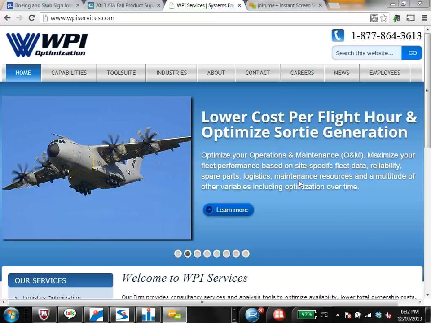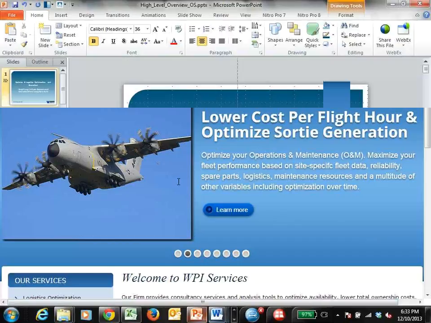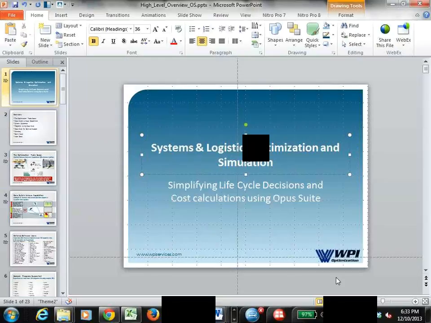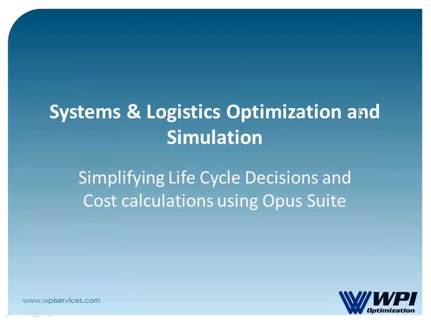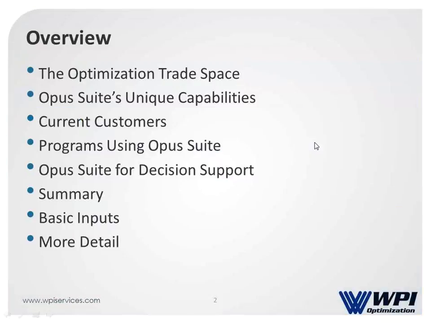I'm Justin Wolf, and today we're going to be talking a little bit about our optimization tool suite, known as Opus Suite. Opus Suite's designed to allow an analyst to analyze the system, optimize its performance, and simulate various outcomes. Basically, the concept is we're going to simplify life cycle decisions and cost calculations with the tool suite.